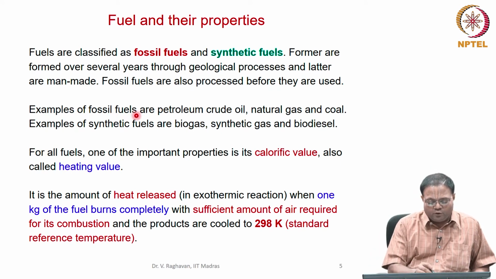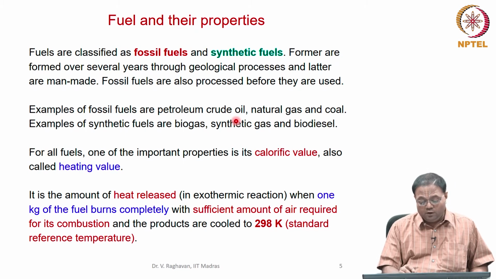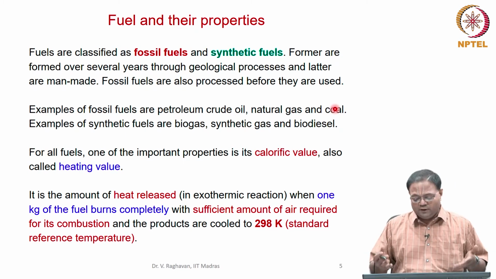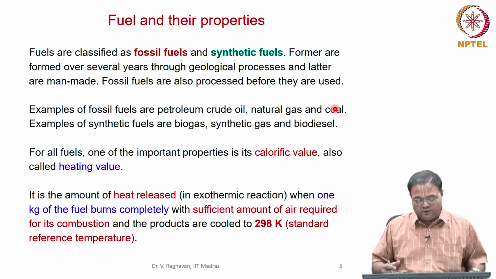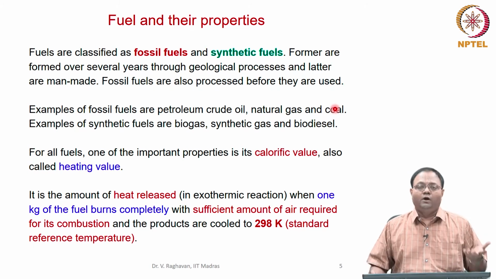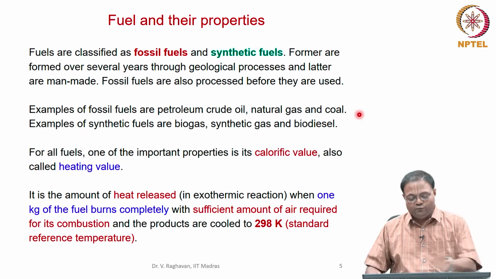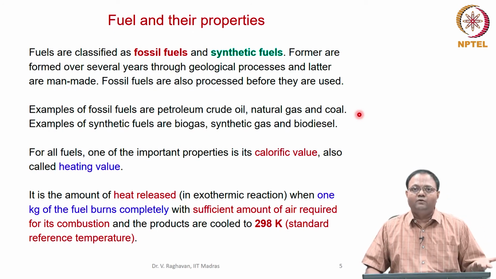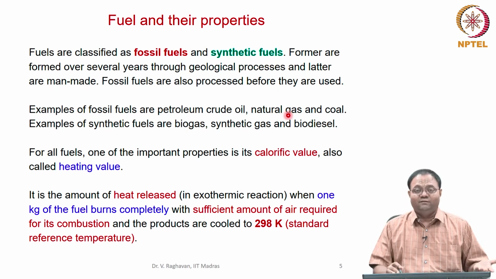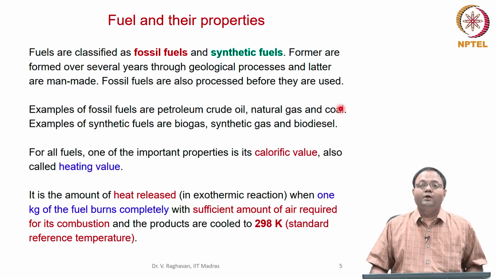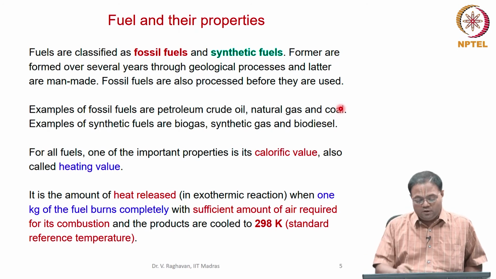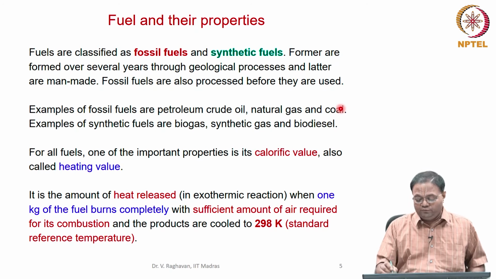Examples of fossil fuels are petroleum crude oil, natural gas and coal. Natural gas is a gas which is available when you dig out this crude oil and so on. Coal is a solid fuel. So we get all types of fuels from the ground. For example, petroleum crude oil is a liquid fuel, natural gas is a gas, and we have coal which is solid. So all three types of fuels are available as fossil fuels from the ground.